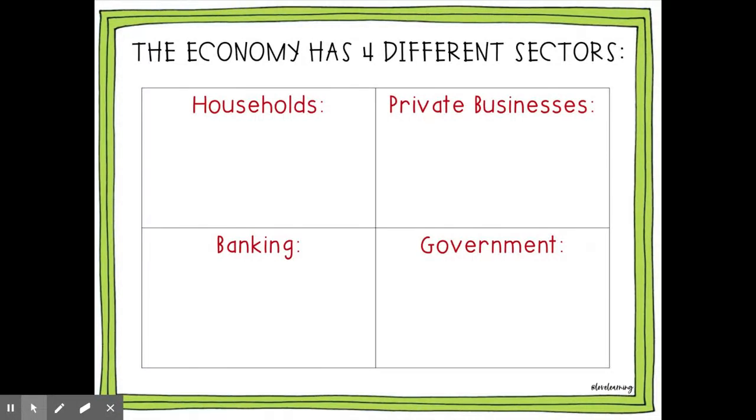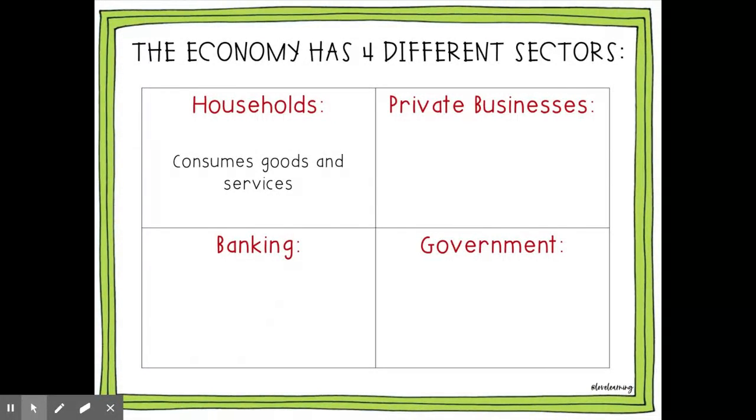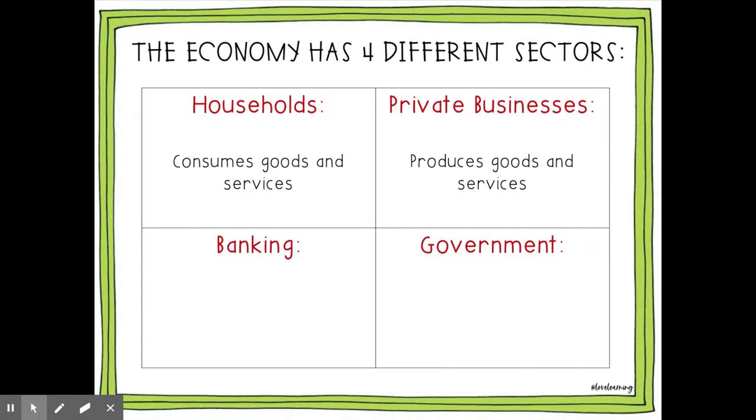So the first is, what do we mean by households? Our households are the ones that consume our goods and our services. In other words, consume means takes part of and uses. Remember, consumes means uses. Private businesses are the ones that produce those goods and services. Remember that vocabulary term: produce means makes or provides. So, produce means makes or provides, consumes means uses or partakes in.